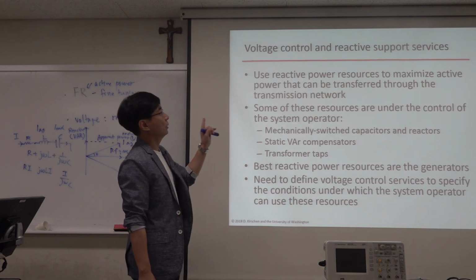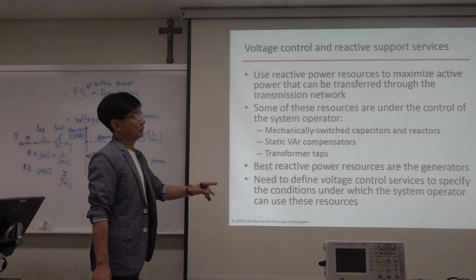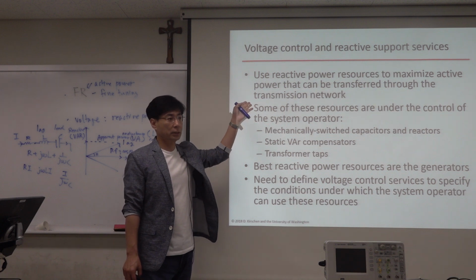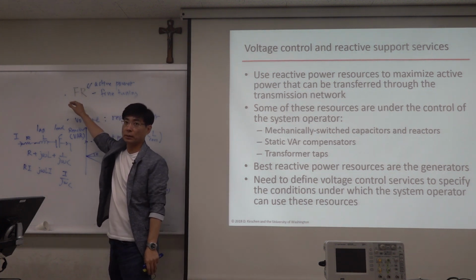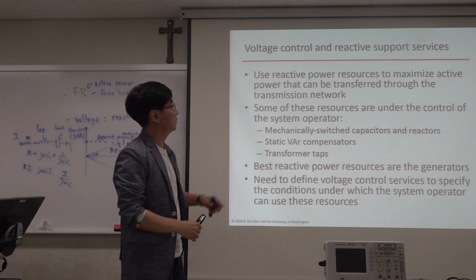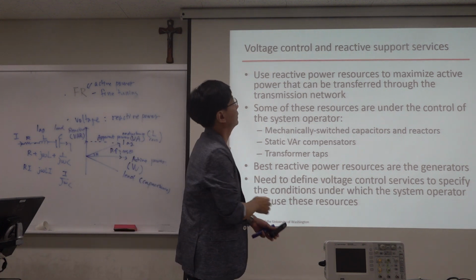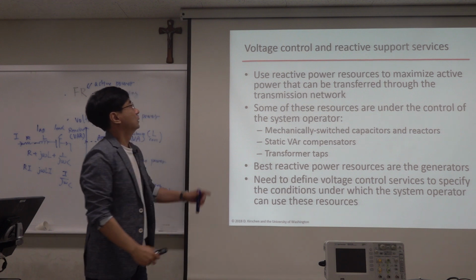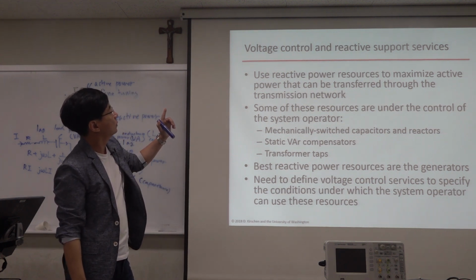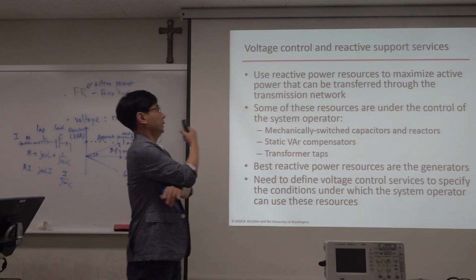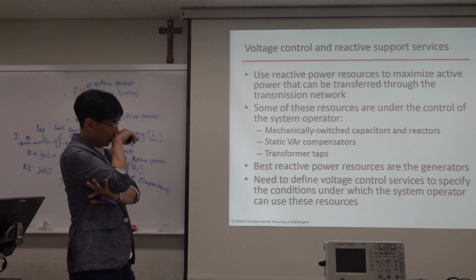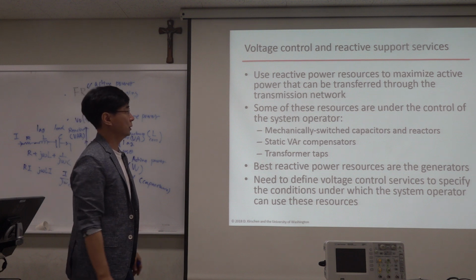So voltage control and reactive support services. This is another kind of ancillary service. First type of ancillary service is about frequency, but the second type of ancillary service is about voltage and reactive support. So use reactive power resources to maximize active power that can be transferred through the transmission network.